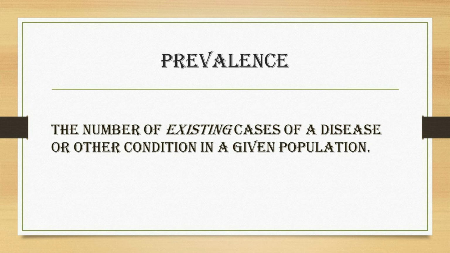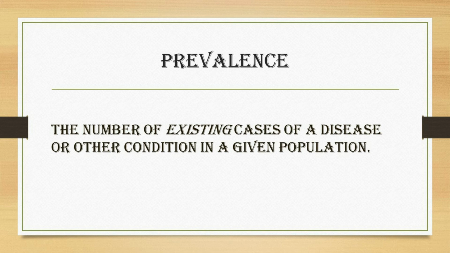Prevalence is the number of existing cases of disease. It is the measure of frequency of occurrence of an event. Point prevalence is the amount of a particular disease present in the population at a particular point in time, usually the time a survey was done. Period prevalence is the amount of the particular disease in a population over a period of time.